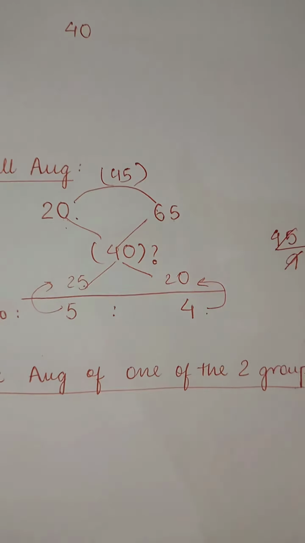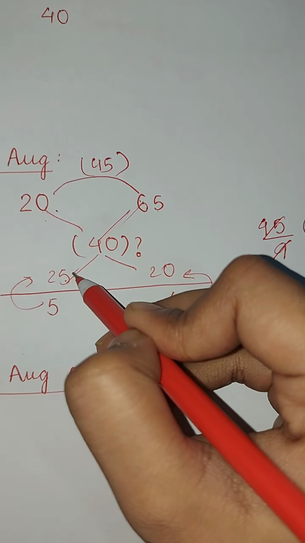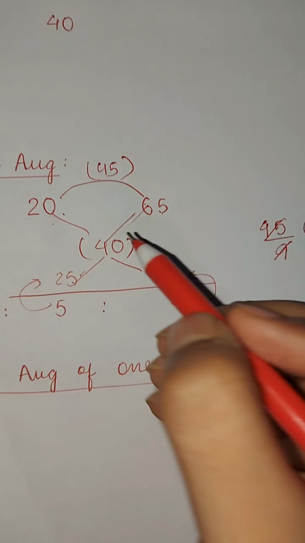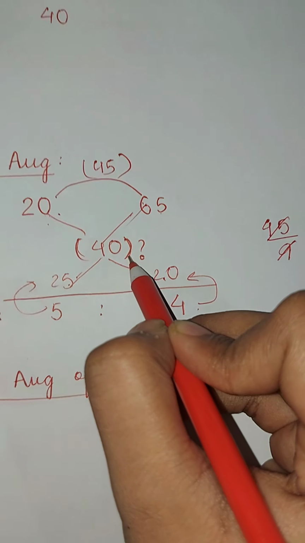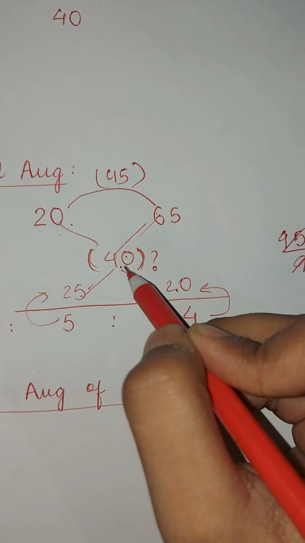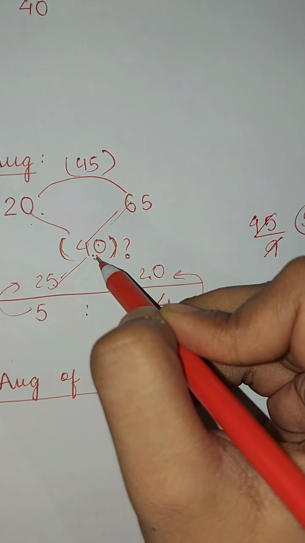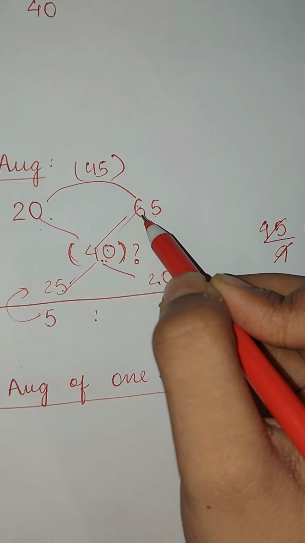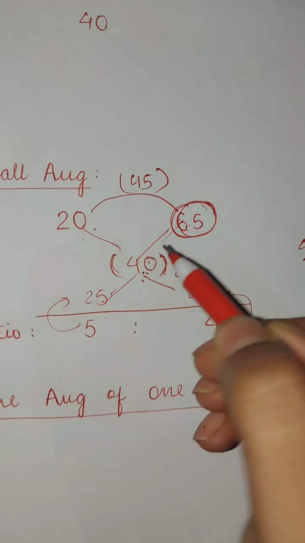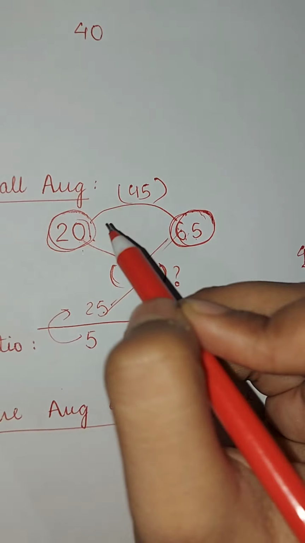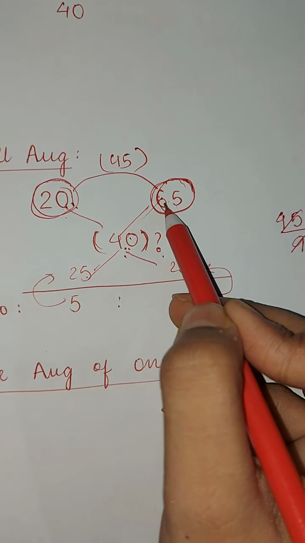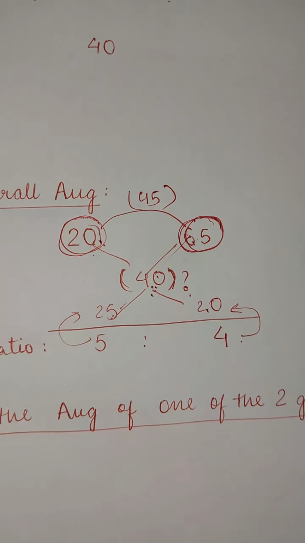Now the question may arise why we subtract when going through this side and why we add when going through this side. It is because when we get this common average value, it is always greater than one of the averages and lesser than the other average. So it will always be lesser than the bigger number, which is 65 here, and it will always be greater than the other average, which is 20 here. So while going through this direction we will add it, and while going through this direction we will subtract it.